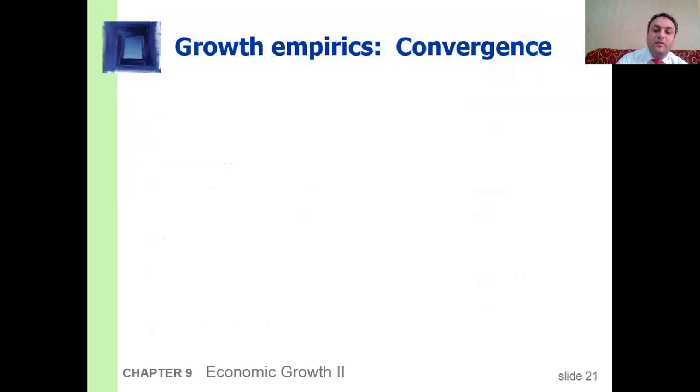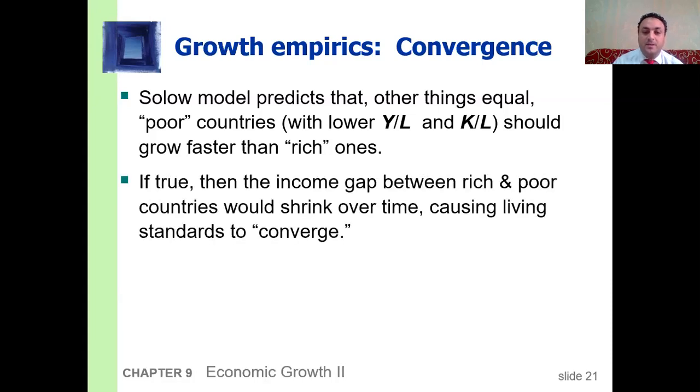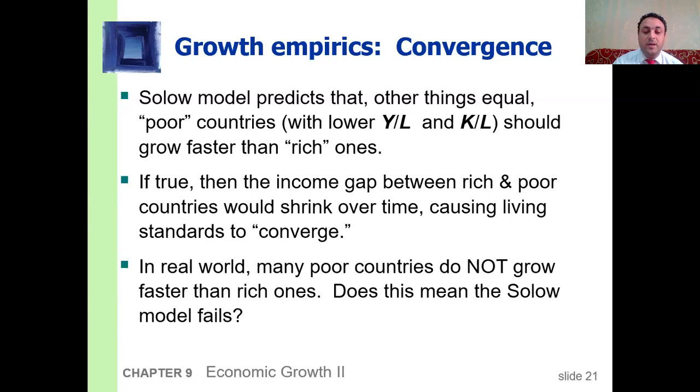So let's talk about convergence. Convergence means to be near or close to each other. The Solow model predicts that, other things equal, poor countries with lower output per worker and capital per worker should grow faster than rich countries. This is the prediction of the Solow model. Is this right or not? If true, then the income gap between rich and poor countries would shrink over time, causing living standards to converge. Does this happen in the real world? Many poor countries do not grow faster than rich ones.